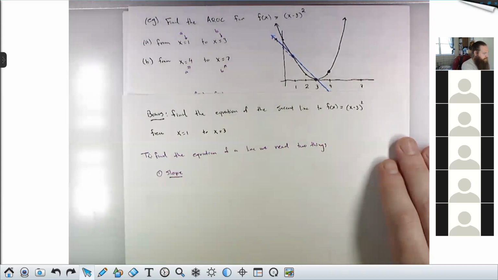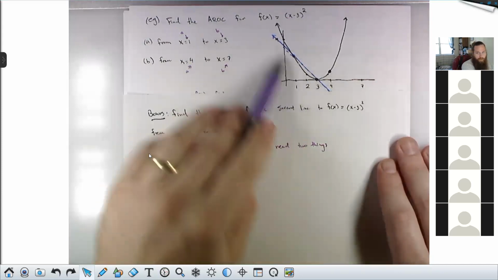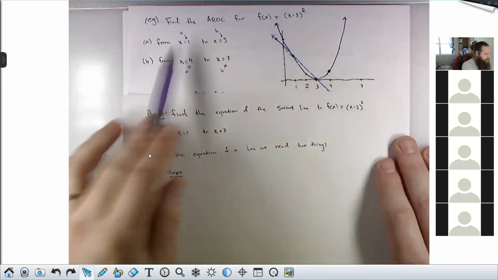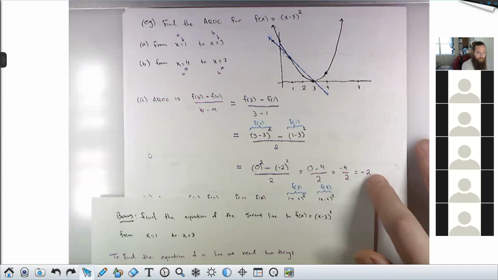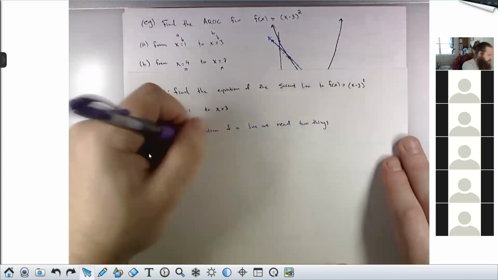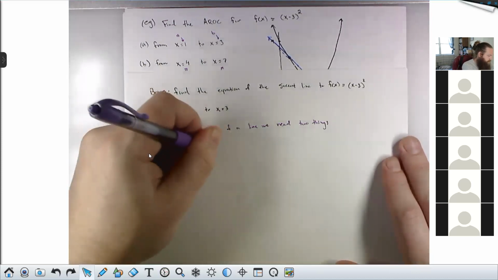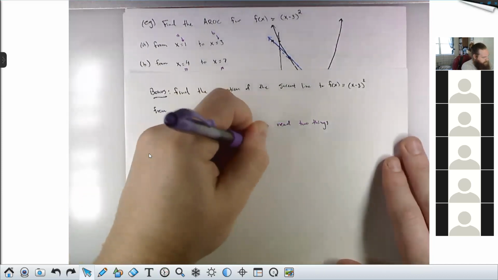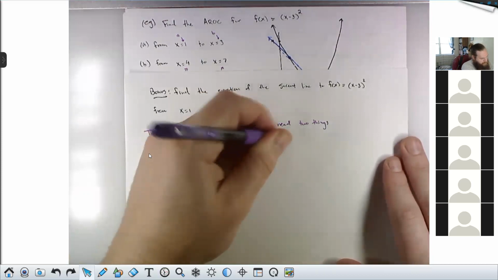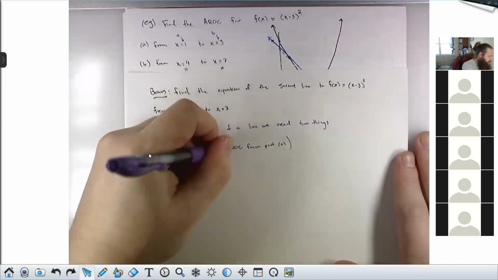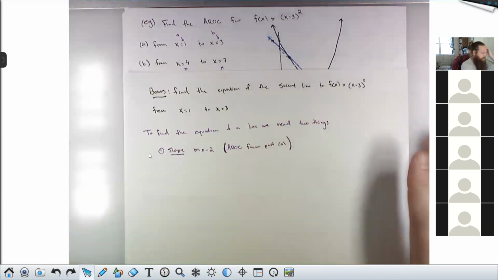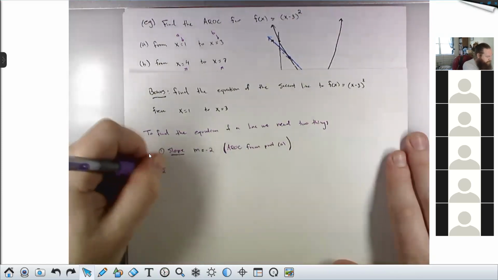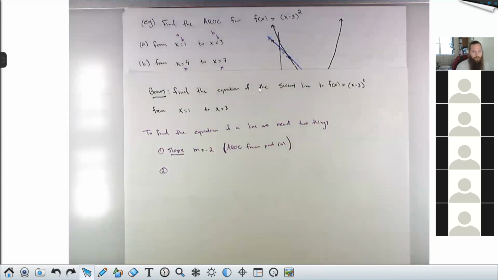And here my slope, we've already found, right? Remember, the slope of this blue line is the average rate of change from 1 to 3, which we calculated earlier is -2. The average rate of change is the slope of the secant line. The other thing we need, the y-intercept, will work. If I knew the y-intercept of that blue line, I could use that. From my picture, it looks like it's a little smaller than 9, but that's all I can say.